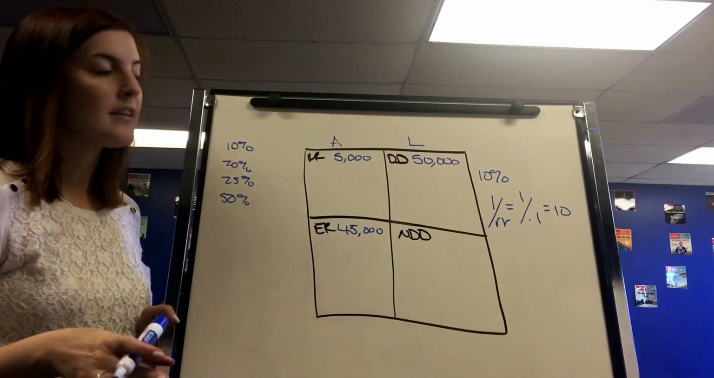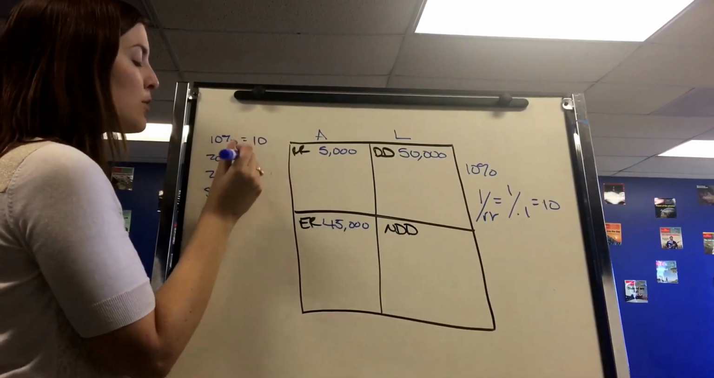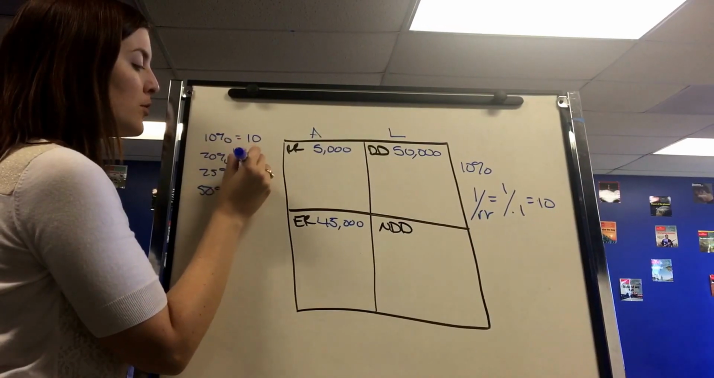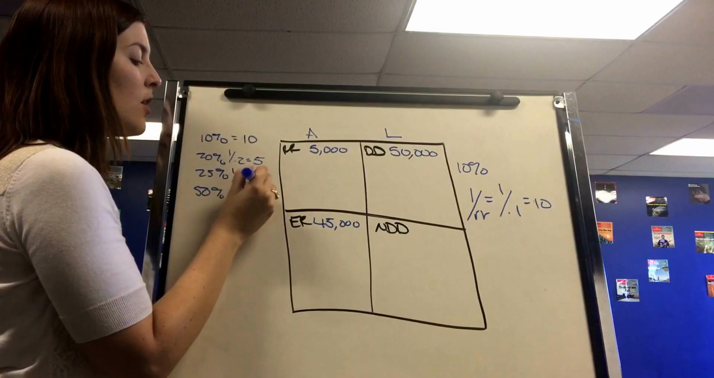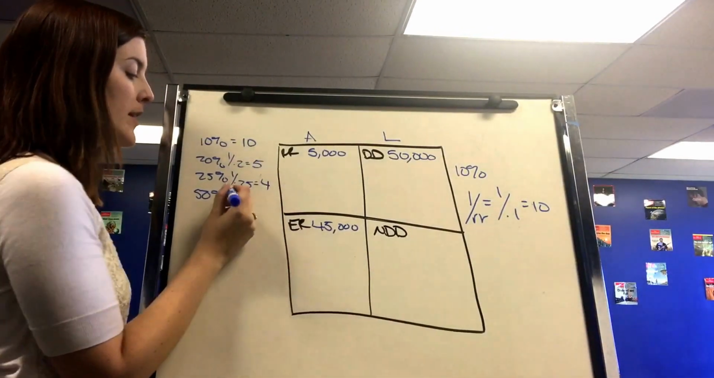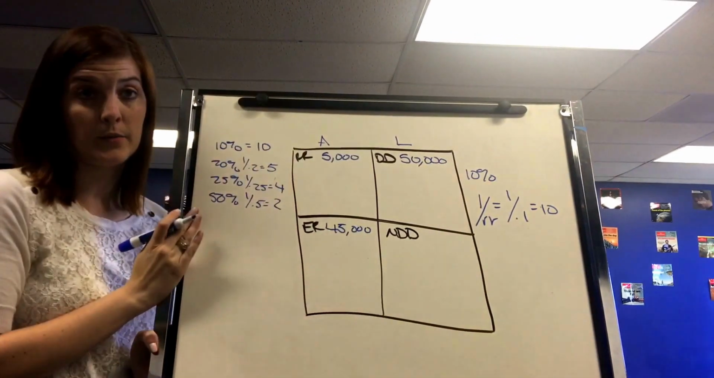So if you're bad at math like me, you can just memorize them. So we already said this was 10. If it was 20%, it'd be 1 over 0.2 or 5. If it's 25%, 1 over 0.25 or 4, and if it's 50%, 1 over 0.5, which equals 2. So these would be the different multipliers we would see.